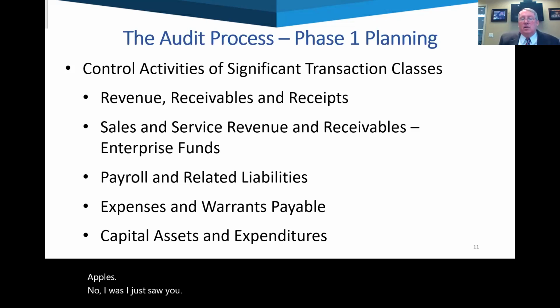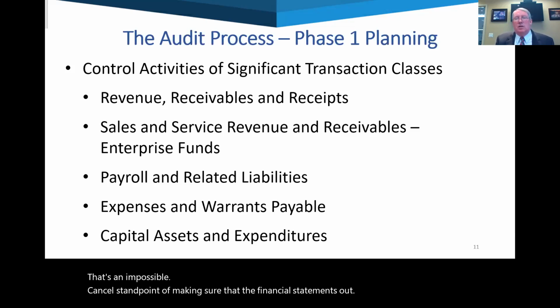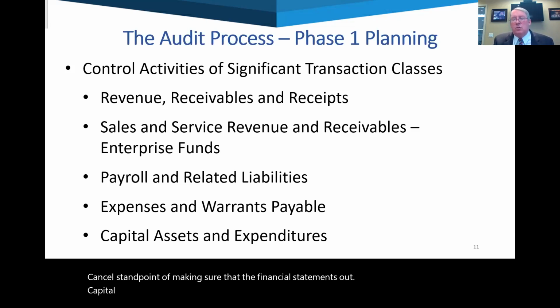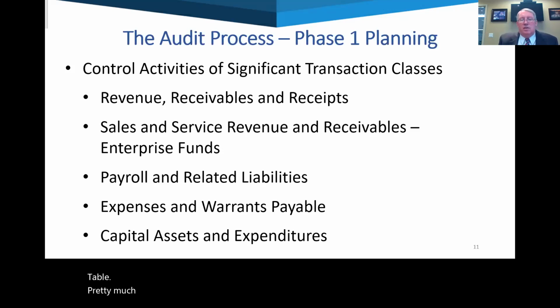Capital assets and expenditures. That's important, and the expenditures related to the capital assets. That's important from the standpoint of making sure that your financial statements are correct, because capital assets are accounted for differently. The expenditures usually go through a capital project fund, and so the expenses and the warrants payable and the revenues coming in for that particular project are pretty much the same as for a special revenue fund for a capital project, but the difference is you have to convert those expenditures into actual capital assets for your entity-wide financial statements at the end of the year, on the full accrual basis. So we need to know about that.